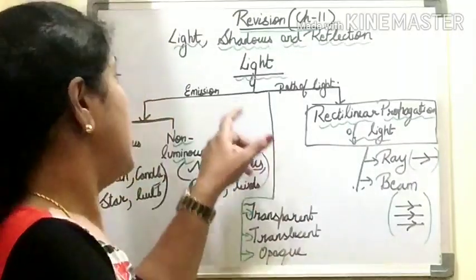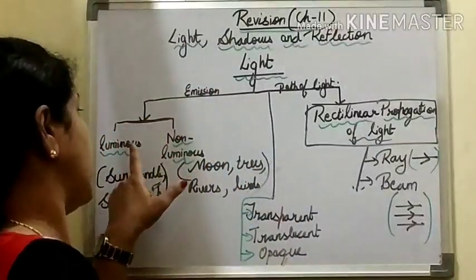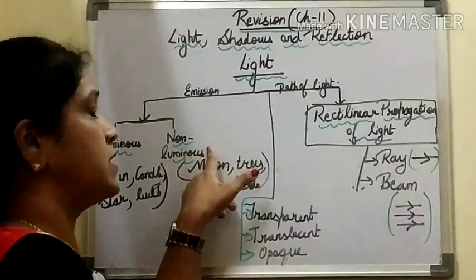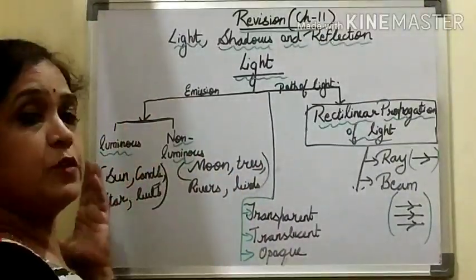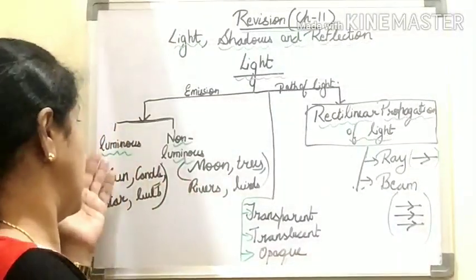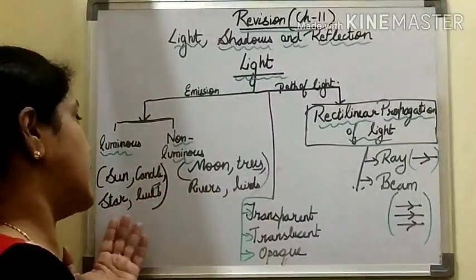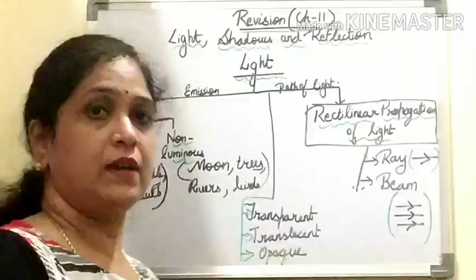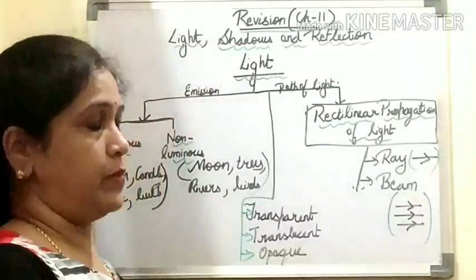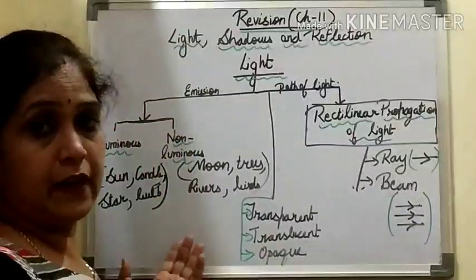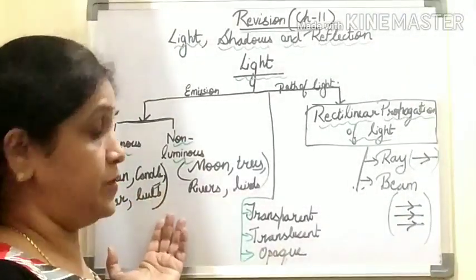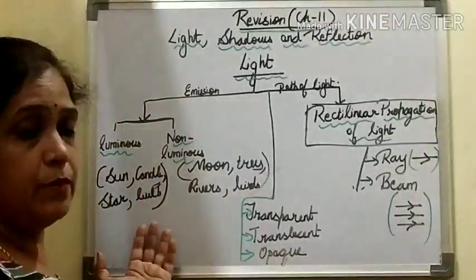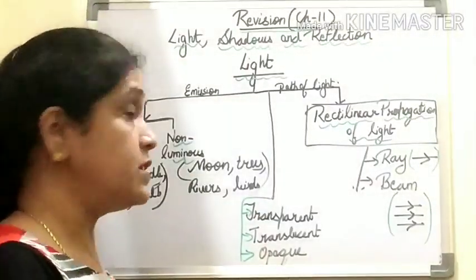Now, depending on the emission of light, the objects can be classified as luminous objects or non-luminous objects. What are luminous objects? Objects which emit light of their own are known as luminous objects. Example: sun, candle, star, bulb. Luminous objects can be categorized as natural and man-made. Sun, star, firefly, these are the natural luminous objects, whereas candle, bulb, these are the man-made luminous objects.